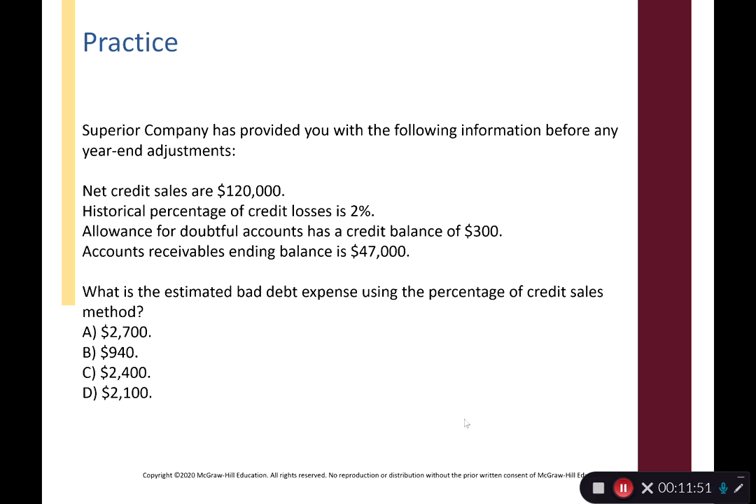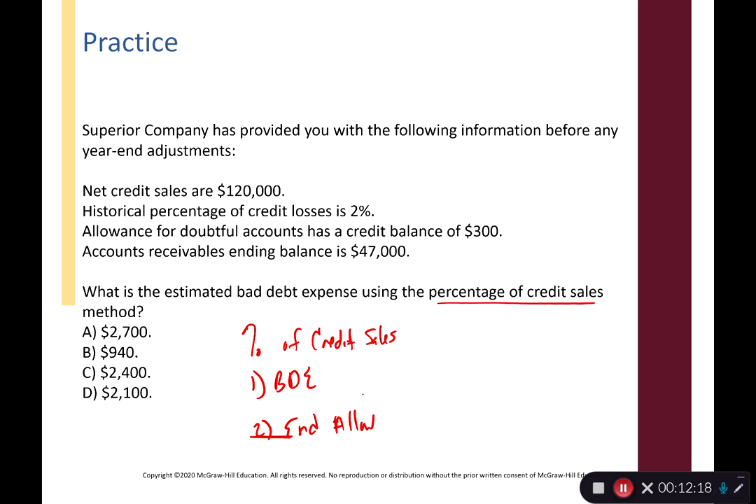So the first step when dealing with any of these bad debt expense problems is to figure out what method the company is using. So here, hopefully, you could see it's very clear we're using the percentage of credit sales method. So then I'm going to write percentage of credit sales. Then I'm going to do my 2 steps. Step 1, BDE. Step 2, ending allowance.